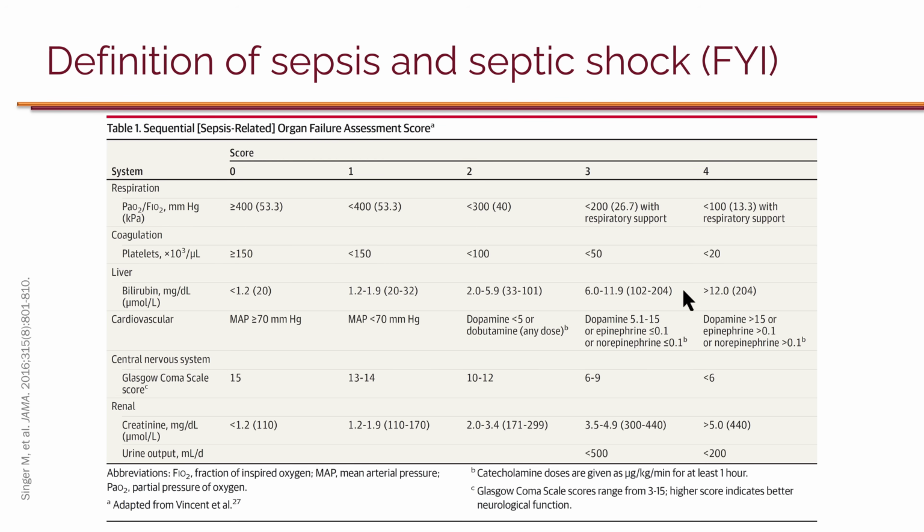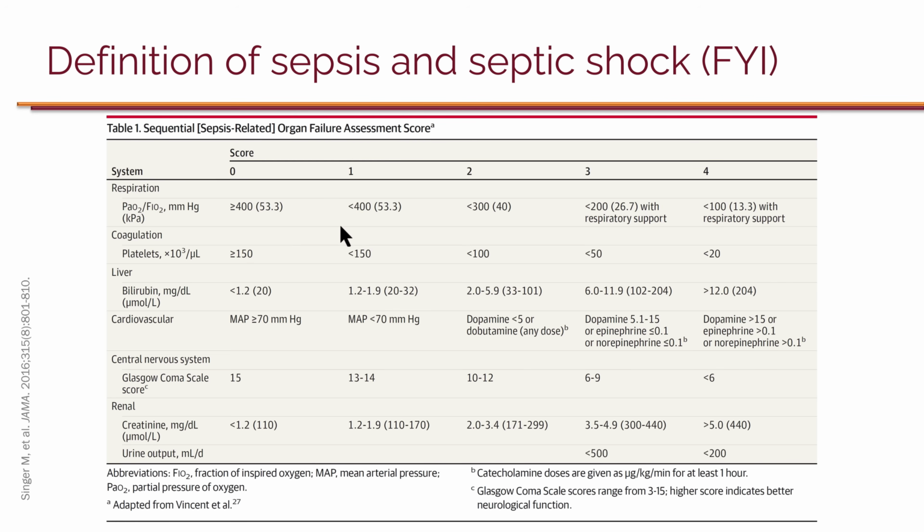Liver disease, you can see based on bilirubin. You can get different scores based on MAP, how low the MAP is and how much vasopressors you need. Different points are granted. The same with GCS, the Glasgow Coma Scale score, and of course renal. So creatinine of less than 1.2 will give you a score of 0, and then as serum creatinine goes up, you get a higher score, and that's how you get the SOFA score.